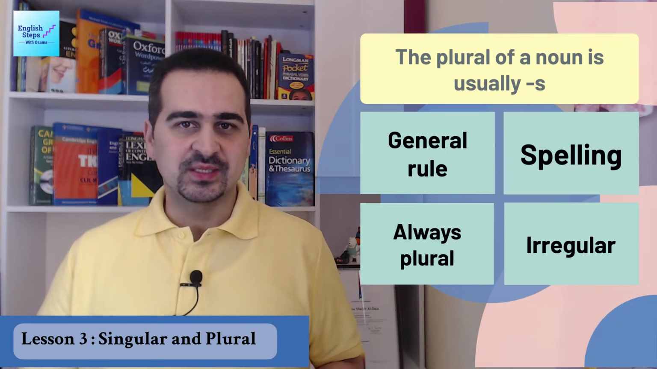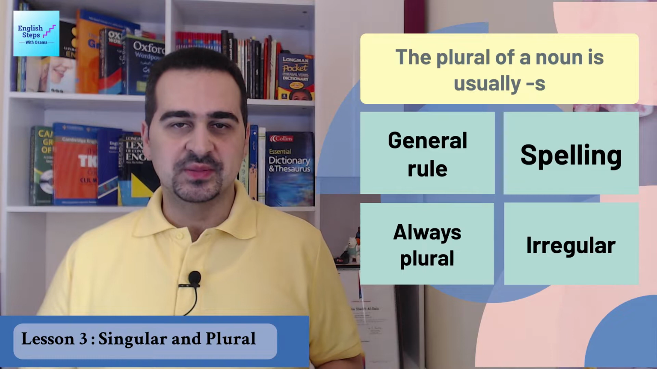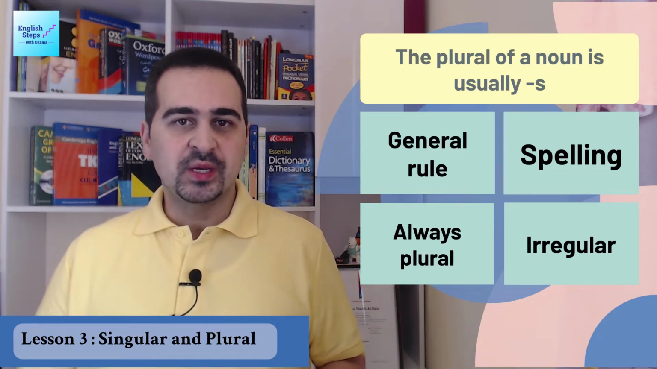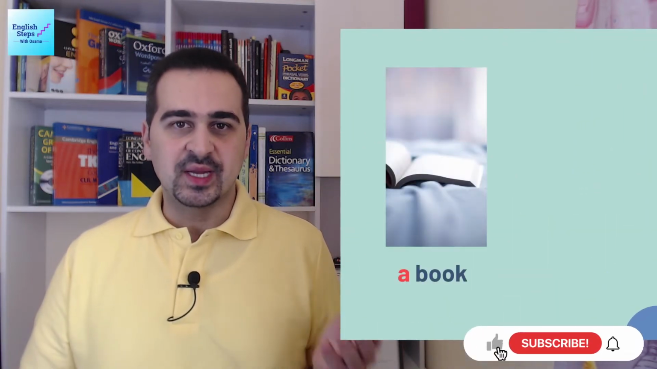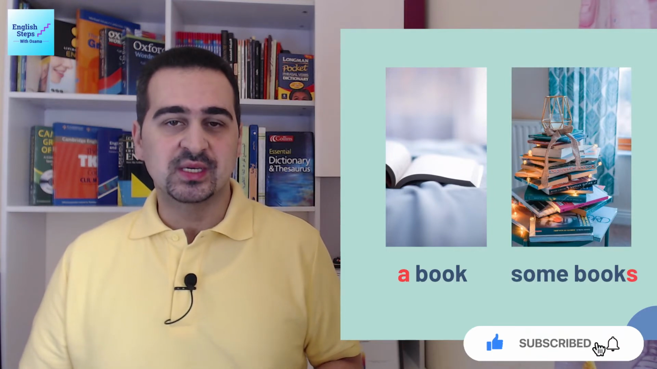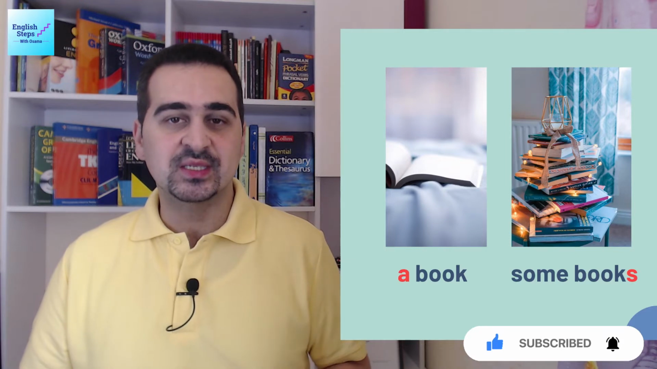I am Usama Walid. In today's lesson, we're going to learn about plural nouns. In English, we can make plural nouns by adding the letter S to the end of the noun. For example, I say a book as a singular noun, some books as a plural. So here we added only the letter S to the end of the noun to make it into plural.